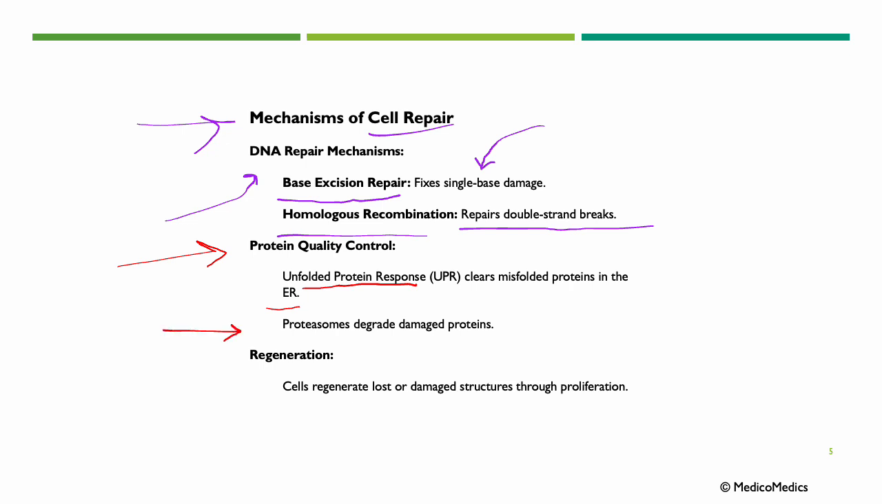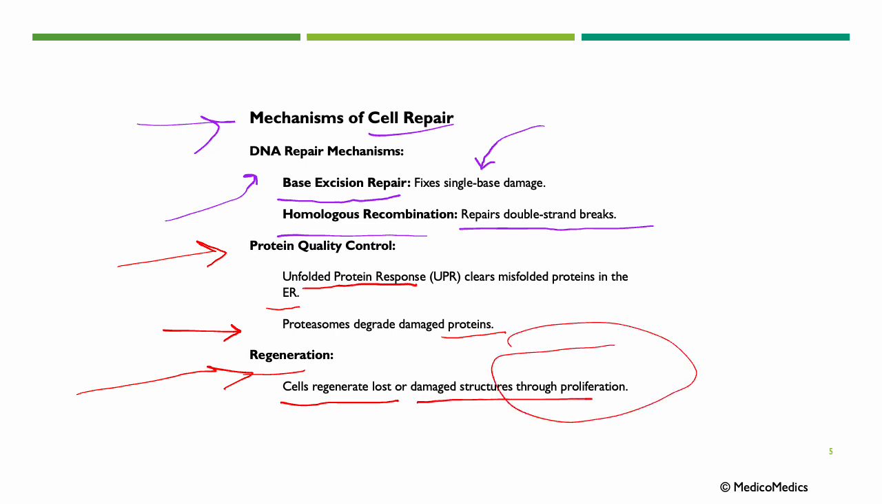We also have proteasomes, which degrade damaged proteins. Another mechanism is regeneration, so cells regenerate lost or damaged structures through proliferation. So all in all, cells have repair teams that fix DNA, clear damaged proteins, and regenerate lost parts to stay healthy.